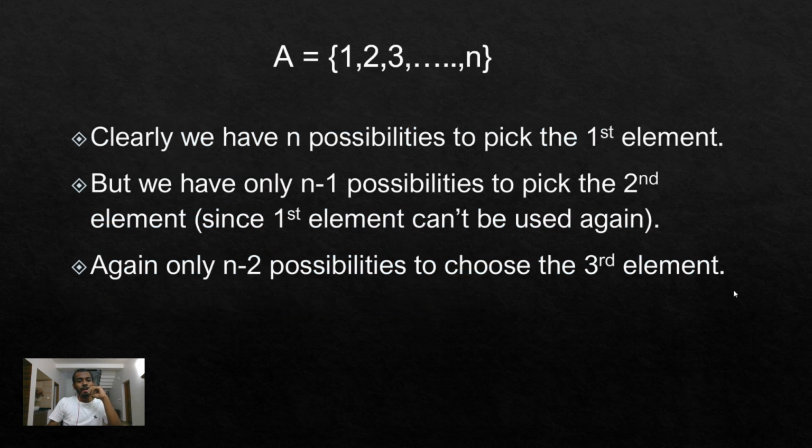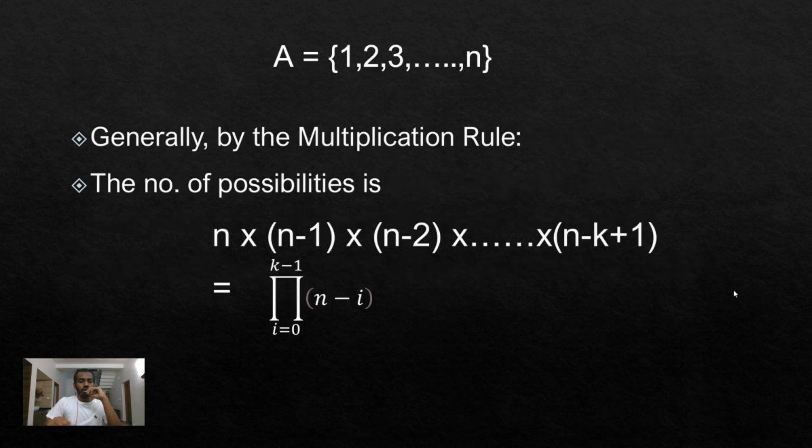Let's find out then. Clearly we have n possibilities to pick the first element, and we have n minus 1 possibilities to pick the second element since the first element can't be used again. And again, to pick the third element, we have only n minus 2 possibilities. So generally by the multiplication rule, which says that if an event can occur in m ways and another event in n ways, then the possibility of them occurring simultaneously is m times n ways. So with that, the number of possibilities is n times n minus 1 times n minus 2, etc., up to n minus k plus 1.